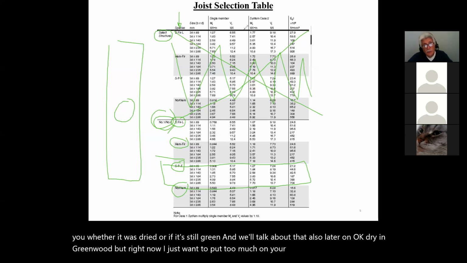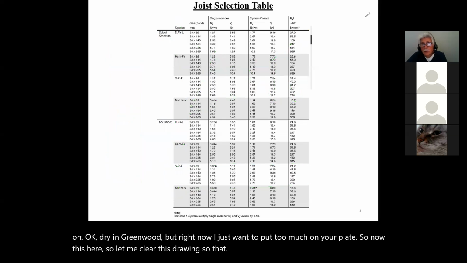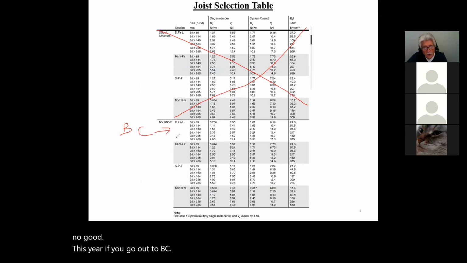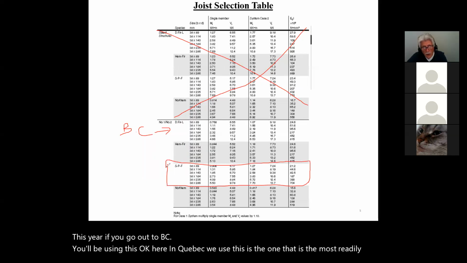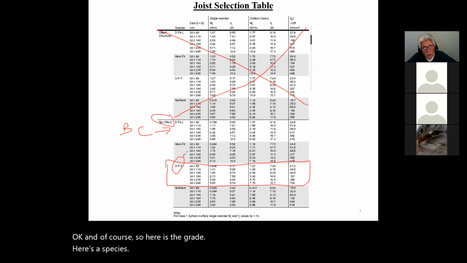So now, let me clear this drawing so that it'd be a little bit clearer. Like I said, this here, no good. This here, if you go out to BC, you'll be using this. Here in Quebec, we use this. This is the one that is the most readily available. And of course, here's the grade, here's the species.